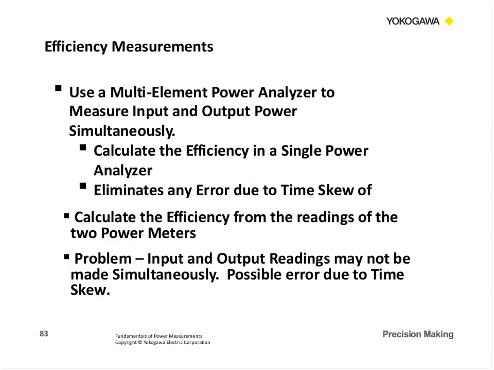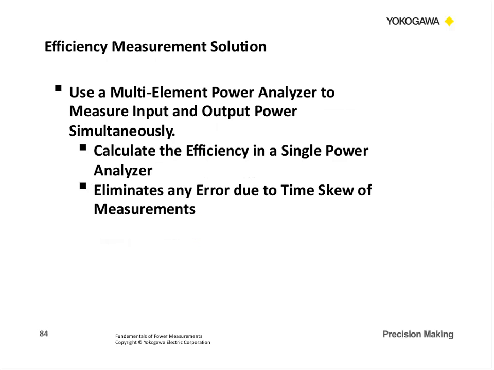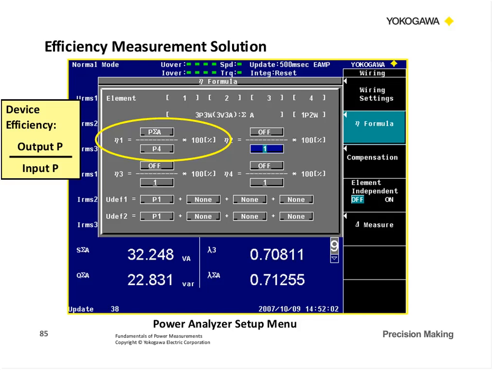So the best way to do that is to use a multi-element power analyzer to measure the input and output power simultaneously. And then we can do that calculation in a single power analyzer, and it eliminates any error due to this time skew. That's the best way to do your efficiency measurements.